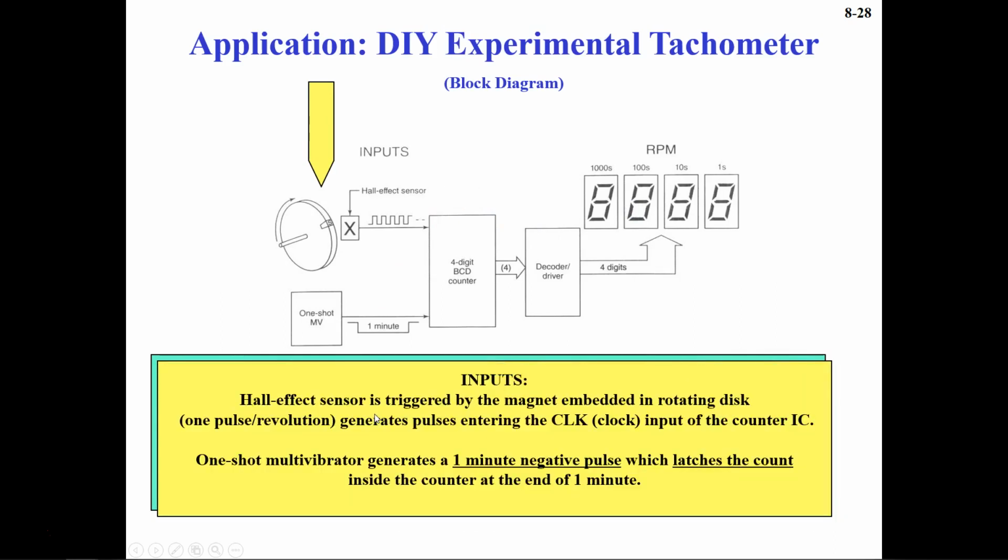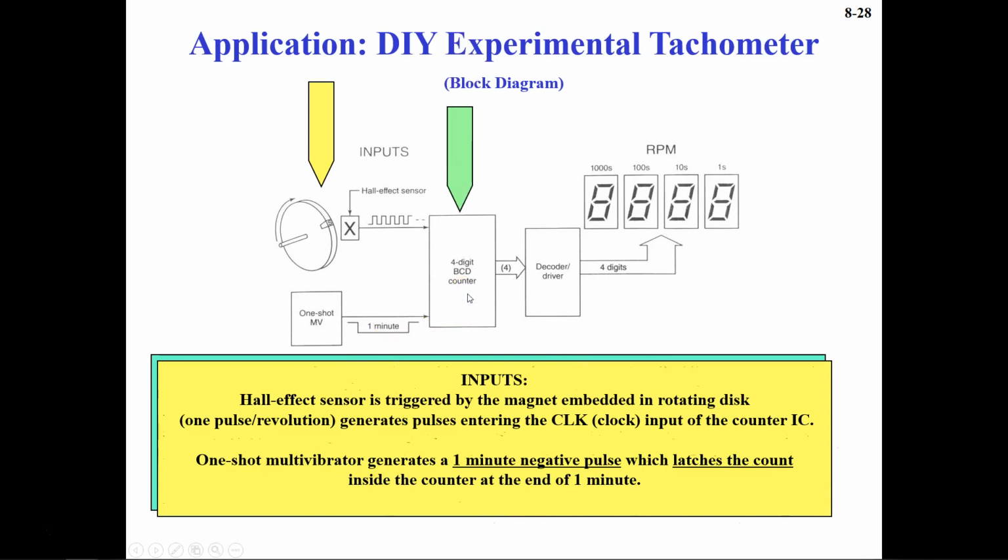I'll go back to this one. These are your inputs. The Hall effect sensor is triggered by the magnet embedded in the rotating disc, which gives 1 pulse per revolution, and it generates the pulses as I told you, entering the clock input of the counter. A one-shot multivibrator, so for this circuit you will have to make a one-shot multivibrator, generates a 1 minute negative pulse which latches the count inside the counter at the end of the 1 minute.